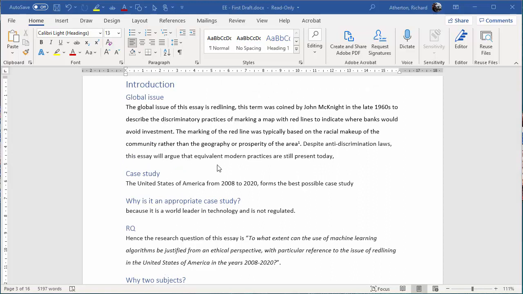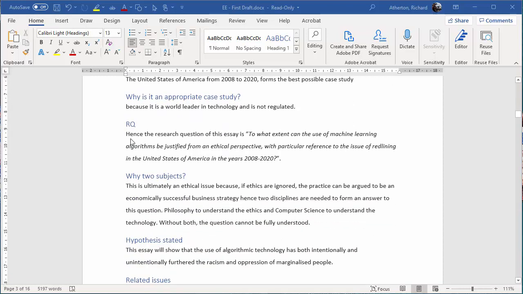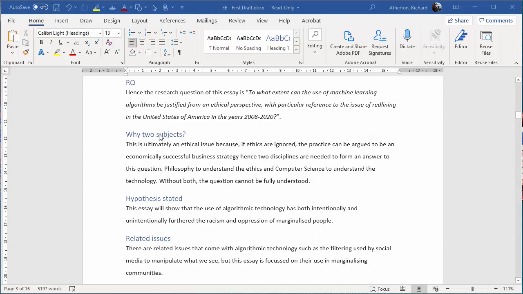If you've got a lot of stuff in the introduction, just simply move it to the next section, which I'll come to. Okay, global issue, case study. Why is it an appropriate case study? Then you write the research question, best written like this. Hence, the research question of this essay is that. Why are 2 subjects needed to answer this research question? Don't just list the subjects, say why they're needed. You can't understand machine learning properly without computer science.